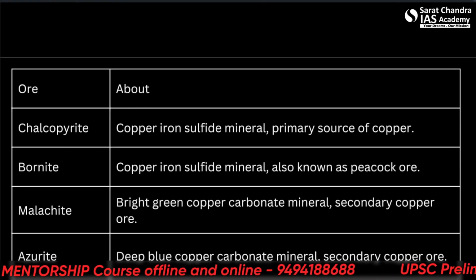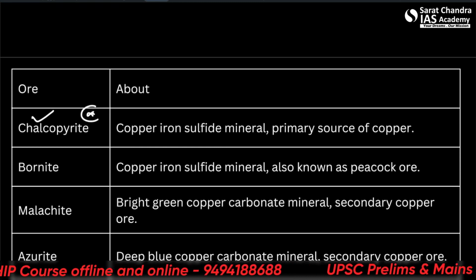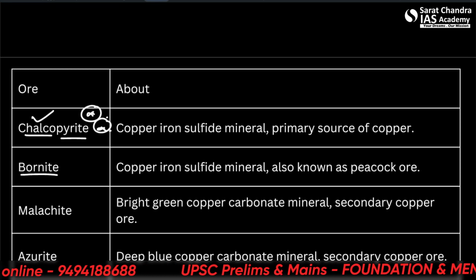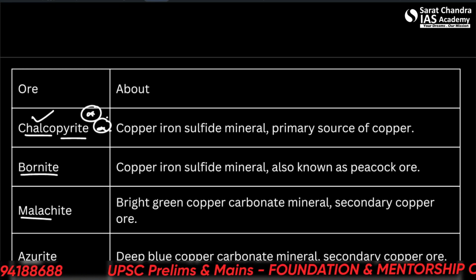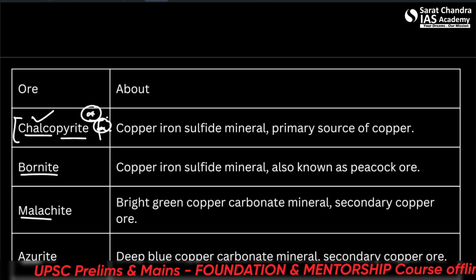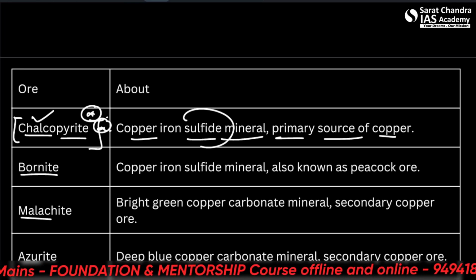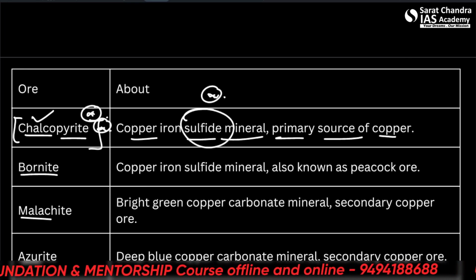So when we talk about its ore, they are chalcopyrite. This is the main ore of copper. Please remember chalcopyrite. Okay, bornite, malachite, azurite, cuprite, but chalcopyrite is the main one. So it is a copper iron sulfide mineral, the primary source of copper. Sulfide mineral, please remember this as well.